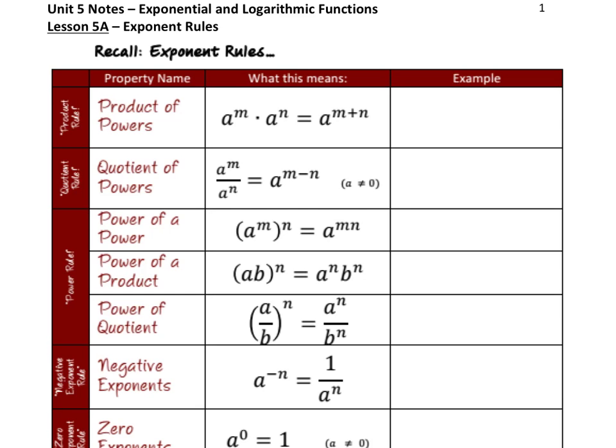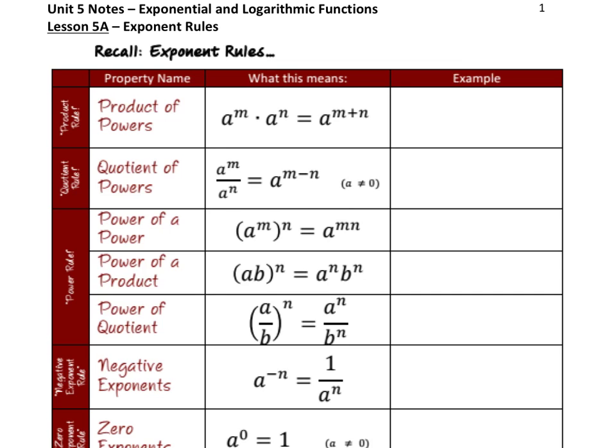Okay, welcome to the quick little tutorial here on the powers, the exponent rules. Things you've seen before, but just a quick little refresher on this because we're going to be getting into exponents and logs in this particular unit. So let's take a look at some of the things that make these tick, starting with the exponent rules.